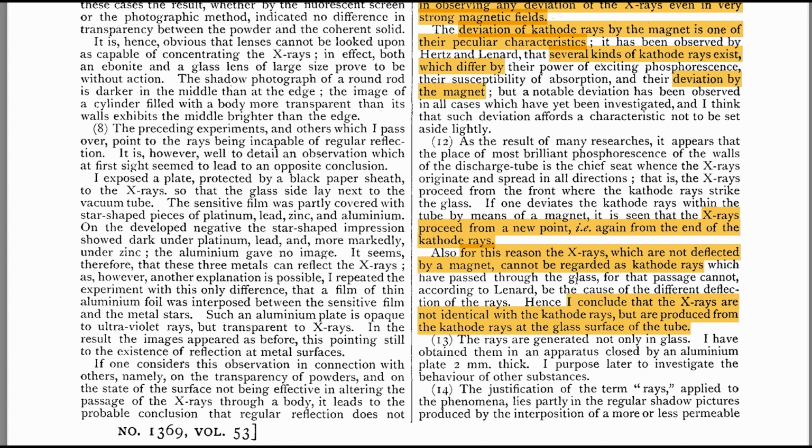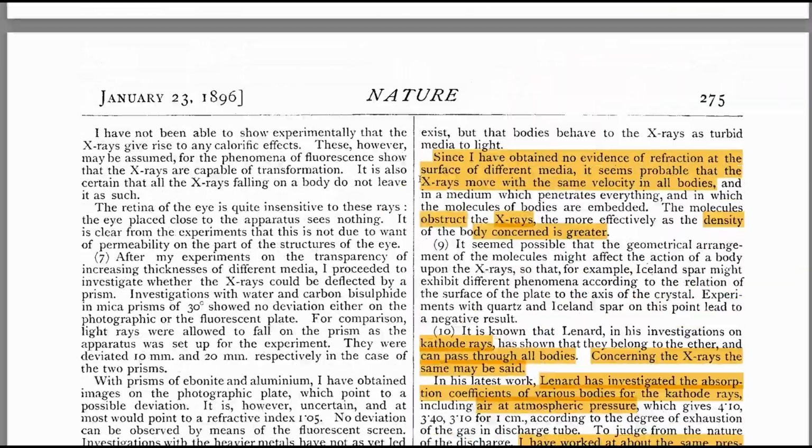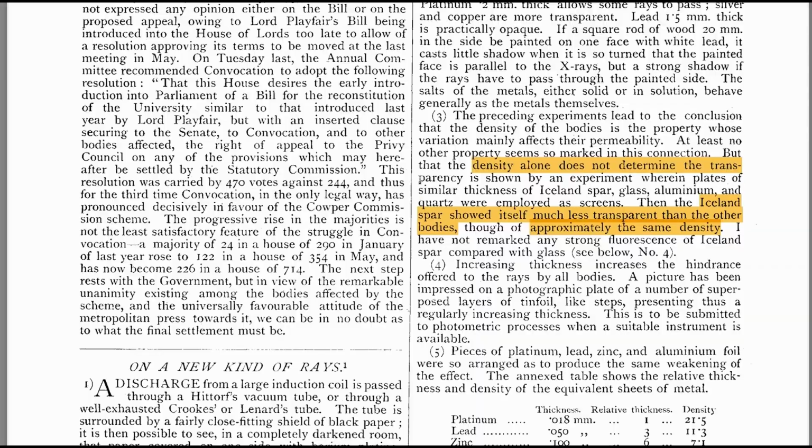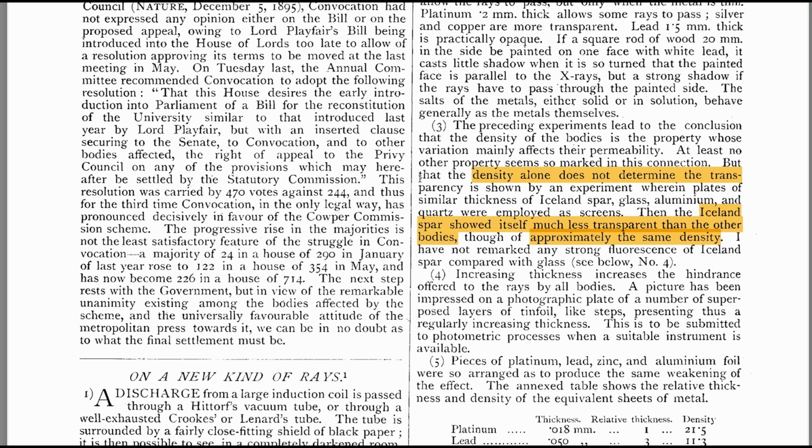So this was the second part of Röntgen's On a New Kind of Rays journal published in Nature. There's one part left in his paper, the third one, and I'll discuss that next time.